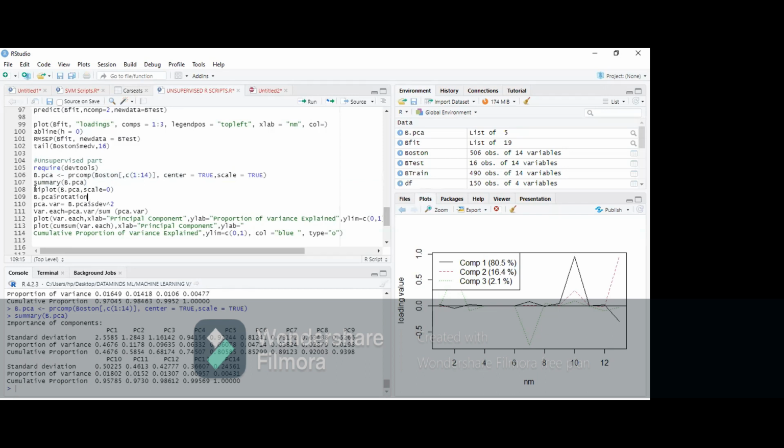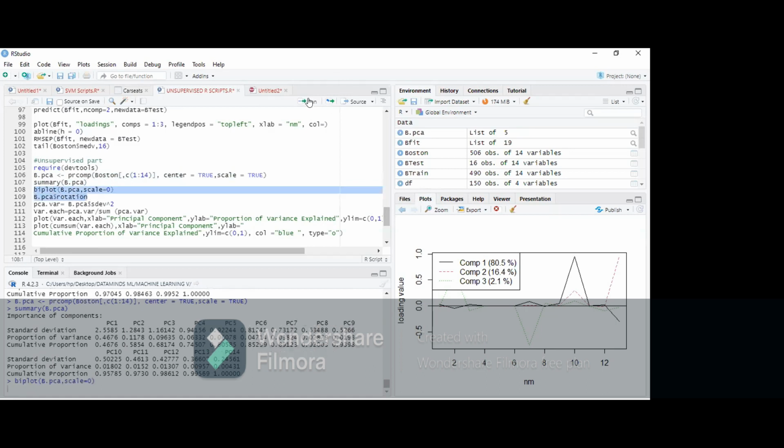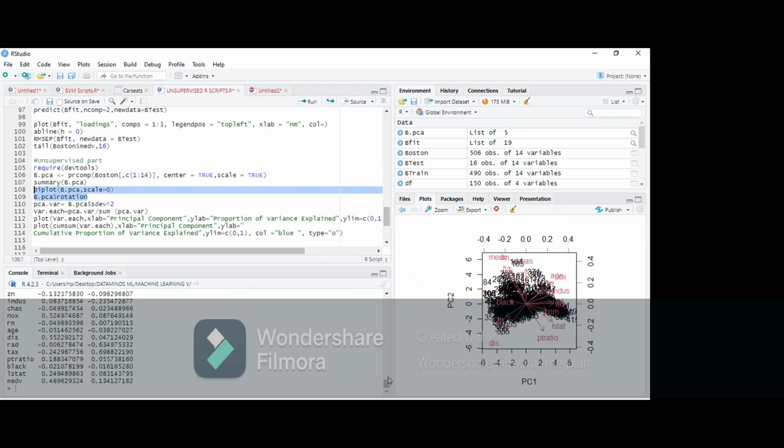So let's now go to the biplots. We get our biplots. Look at this. The ones on the right, they have the same relationship. The ones on the left have an inverse relationship with the ones on the right, while the ones on the left have the same type of relationship, whether positive or negative. Now, let's see these three plots.